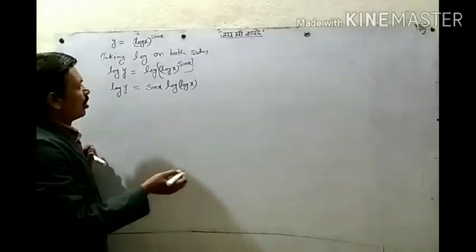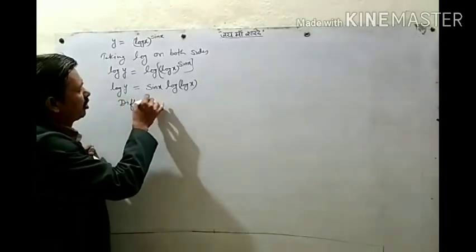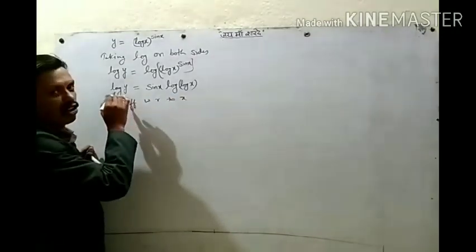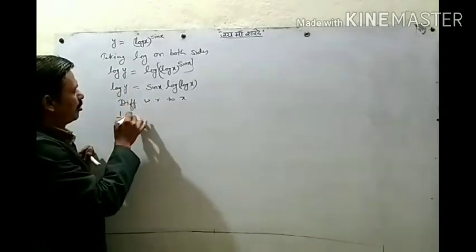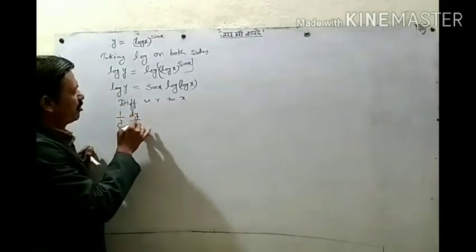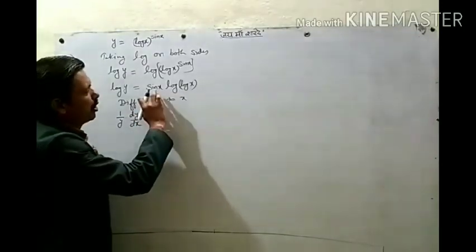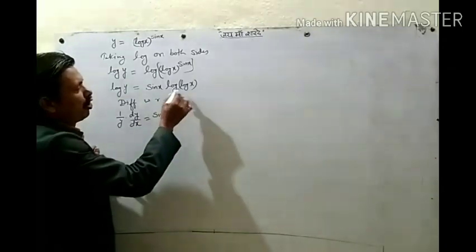Okay. Now we'll differentiate both sides with respect to x. Then we get the derivative of log y, which is 1 by y. The derivative of log x is 1 by x, but it is not x, so again differentiate. y gives dy by dx.